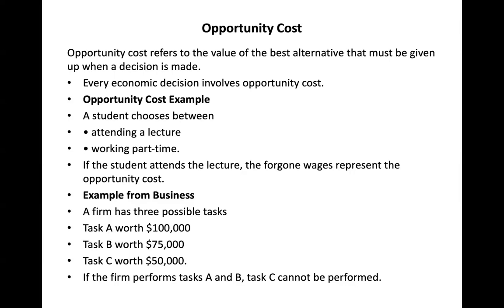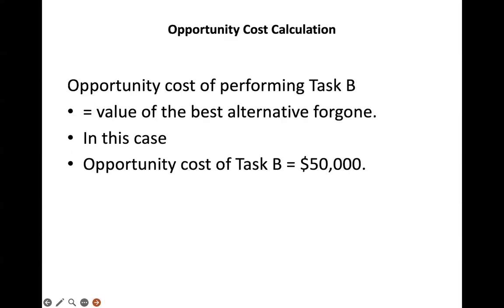An example from the business perspective: assume that a firm has three possible tasks. Task A worth $100,000, Task B worth $75,000, Task C worth $50,000. If the firm performs task A and B, the task C cannot be performed. Therefore, the opportunity cost of performing task B is the value of the best alternative forgone. So in this case, the opportunity cost of task B is what? The $5,000. Is that clear?